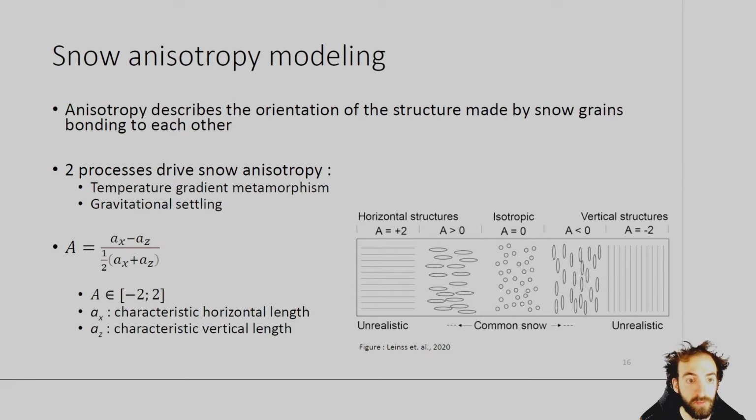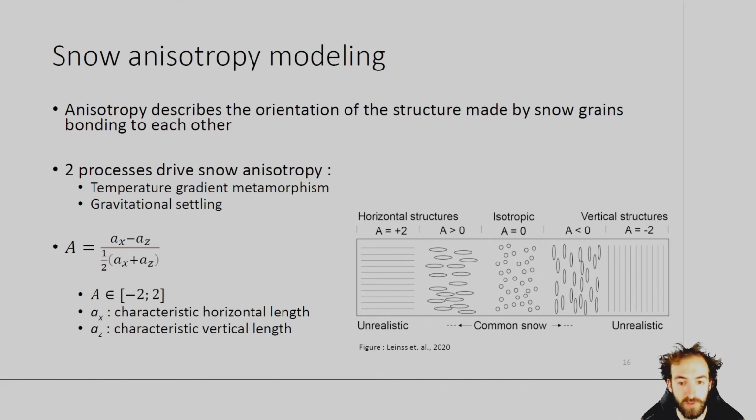Snow anisotropy modeling. Anisotropy describes the orientation of the structure made by snow grains bonding to each other. There are two different processes driving snow anisotropy. The first one is temperature gradient metamorphism. It happens when there is a strong temperature gradient, and it's responsible for the development of vertical structures. Gravitational settling is the action of the grains falling under their own weight, and it's responsible for horizontal structure development.